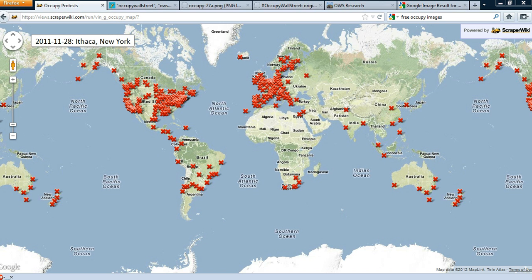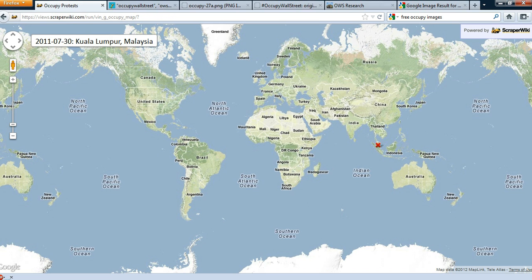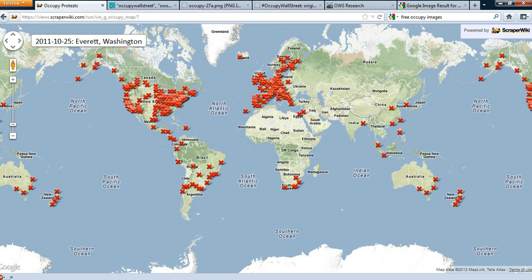Now I want to show you one last thing. If we refresh the page, we see the X's populate by date of each Occupy site's inception. We see the first two X's pop up in Malaysia and New York, and then rapidly spread throughout the United States and the rest of the world. It's interesting to me that the map has both a spatial and a temporal component. Okay, let's go on to the next image.